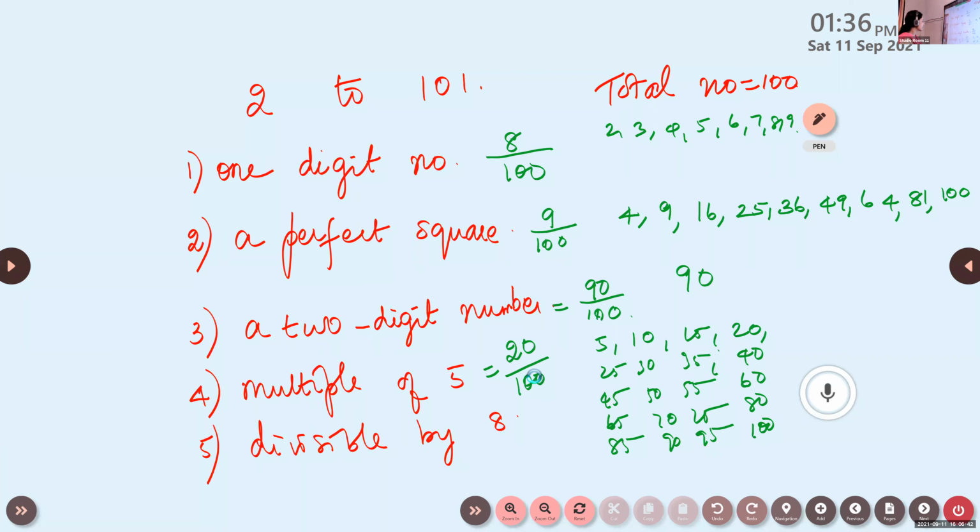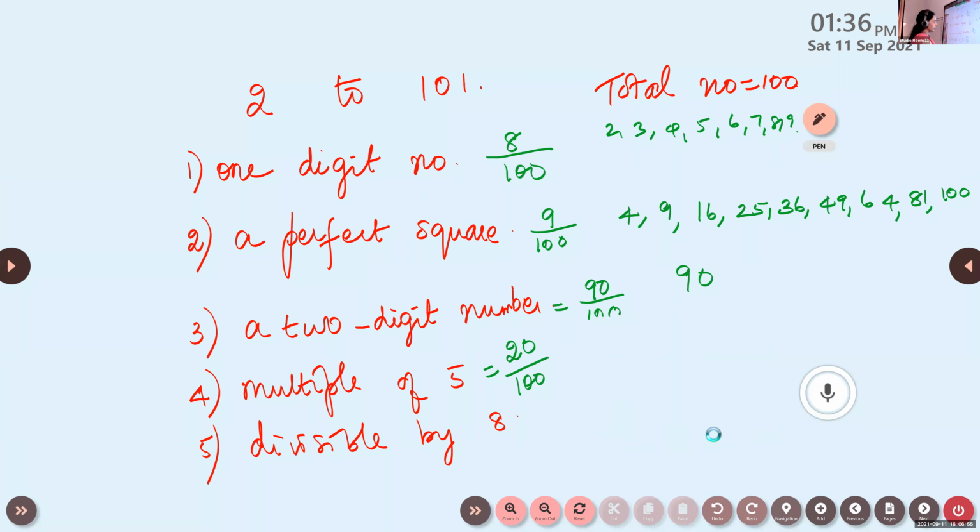Similarly, next one, divisible by 8 means it is the same as a multiple of 8. In other words, we can say it is a multiple of 8. What will be the answer?